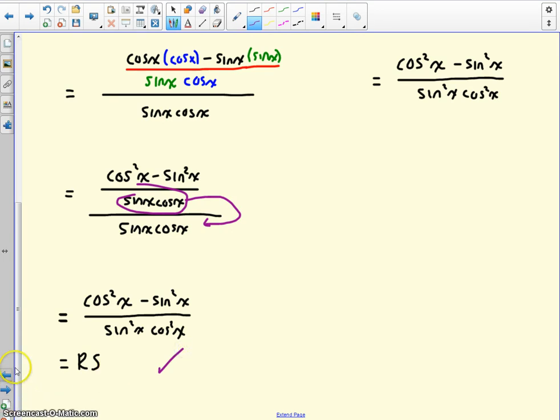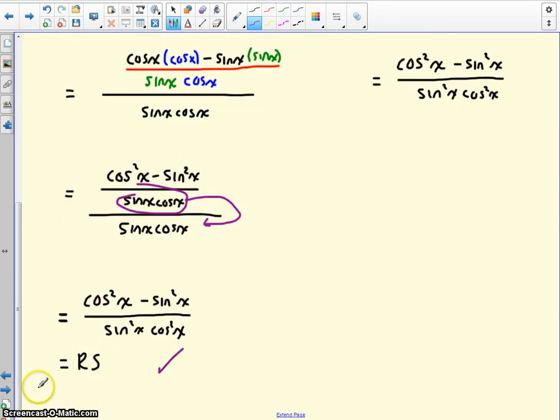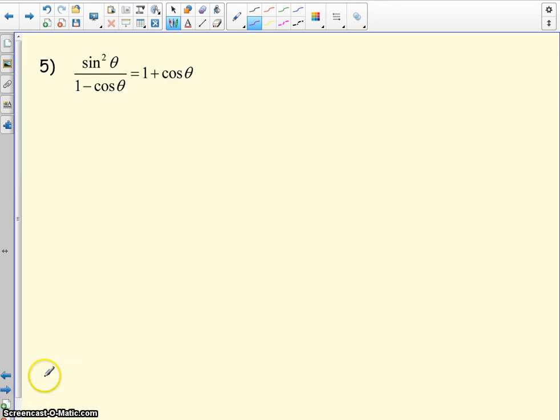Okay, so again, another tricky one, with lots going on with fractions within fractions, but the more you practice, the more you'll get used to dealing with those kinds of situations. So one more example to work through, and we'll do this in part 3.